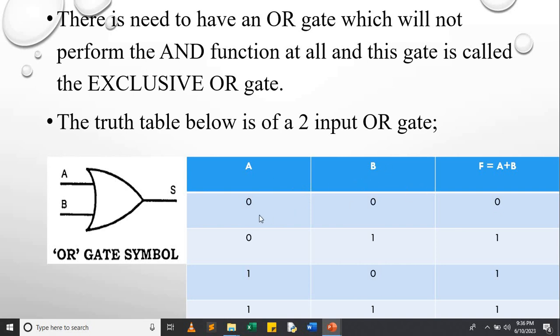A, B. We have this condition when A is a 0 and B is a 0. Automatically the output is a 0. When A is a 0 and B is 1, that means 1. When A is 1 and B is a 0, when all of them are true, then you have true.